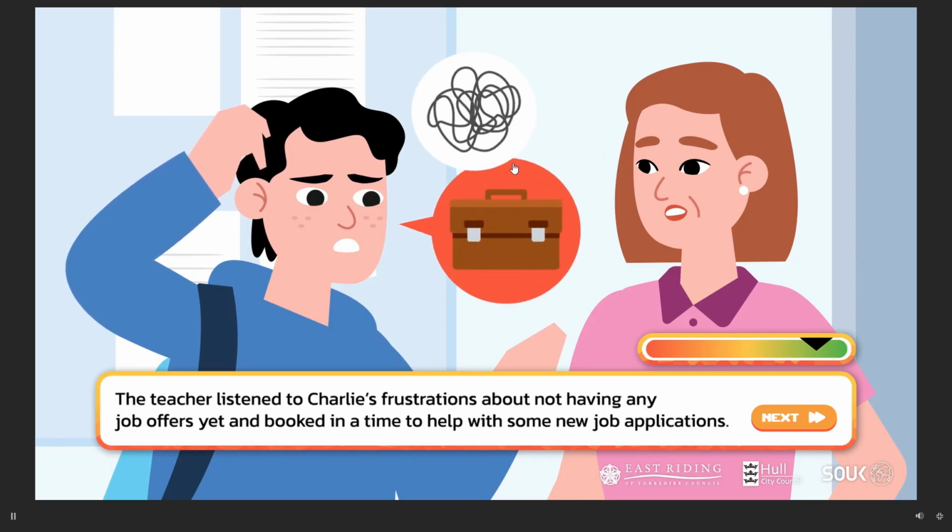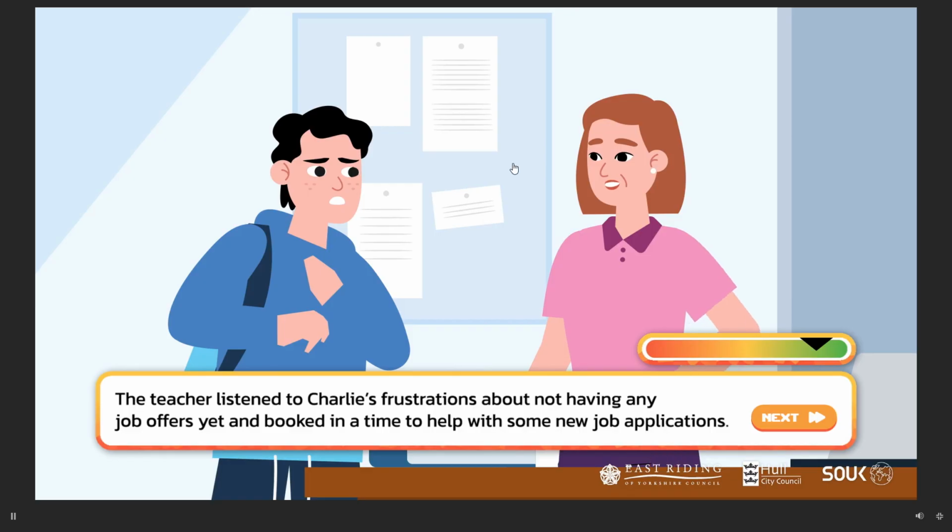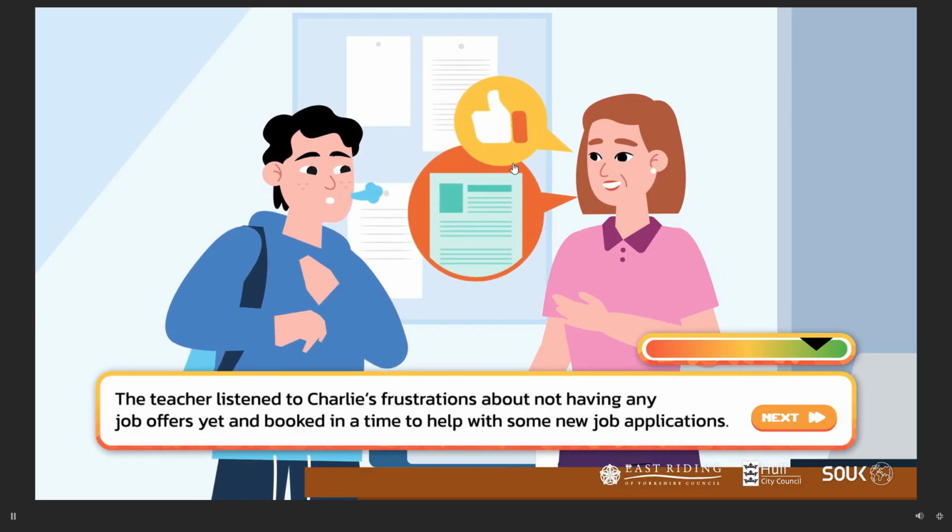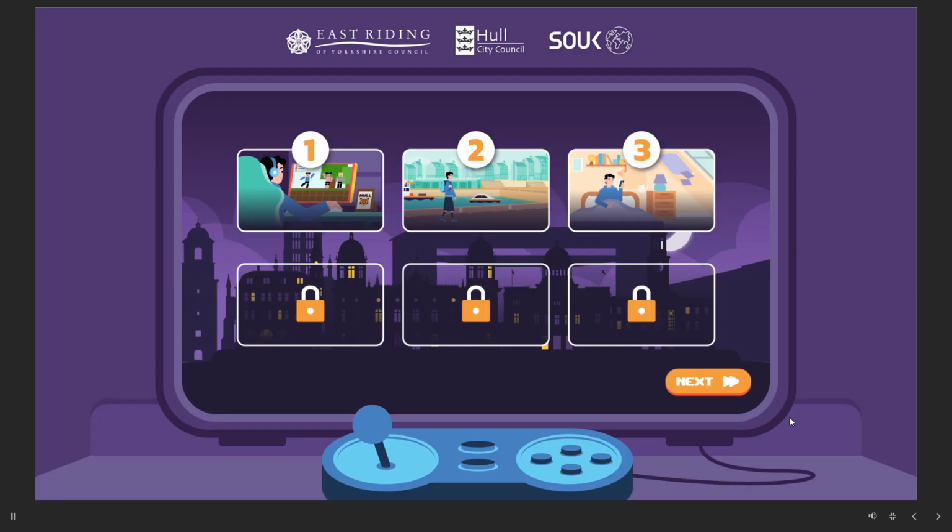The teacher listened to Charlie's frustrations about not having any job offers yet and booked in a time to help with some new job applications. We couldn't figure out how to pay you more, so we're just like, you need financial support. You may have to threaten someone. I don't really know how it works, frankly.